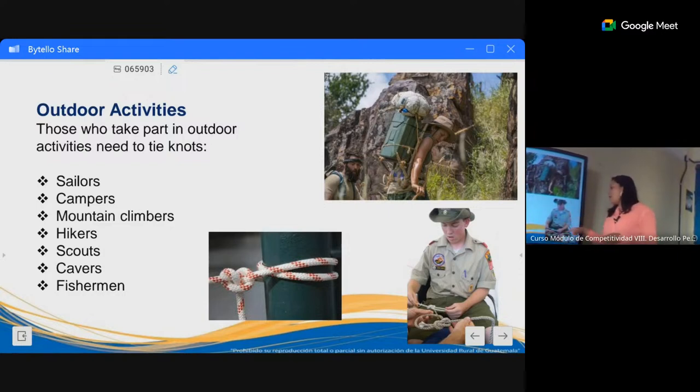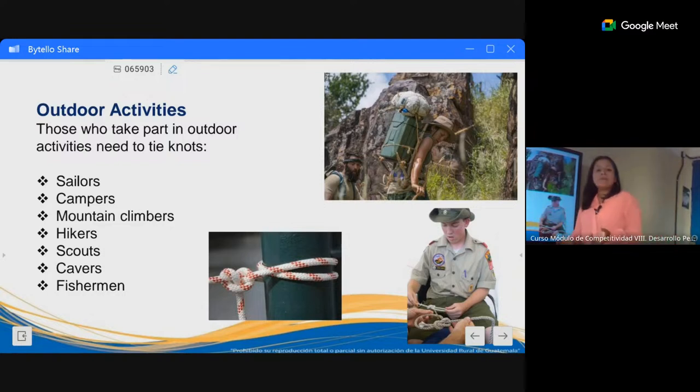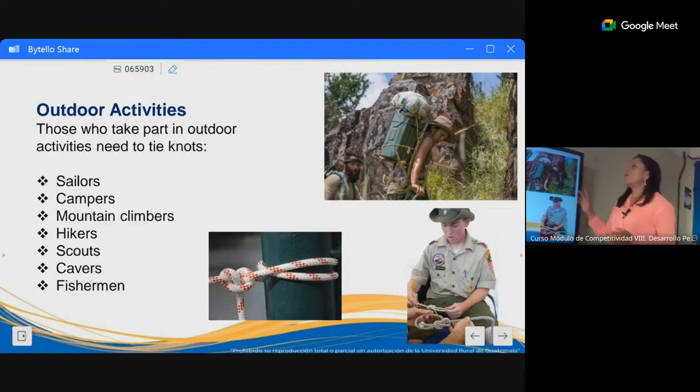If you have had the opportunity to be part of the scouts, I bet you know how to make knots because you have learned different ones. There are 100 types of knots, because it depends on the strength, on the type of knot that you're going to make. And for cavers and fishermen, if you love going fishing, you are also going to need to know how to make knots.